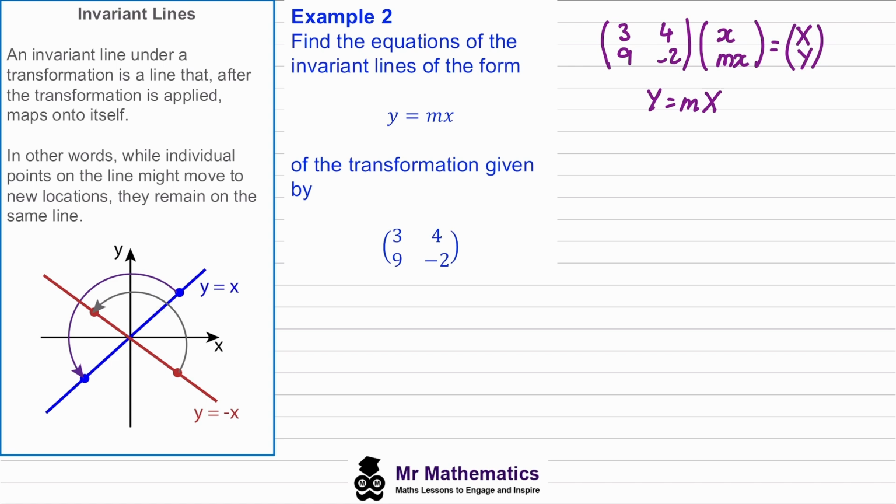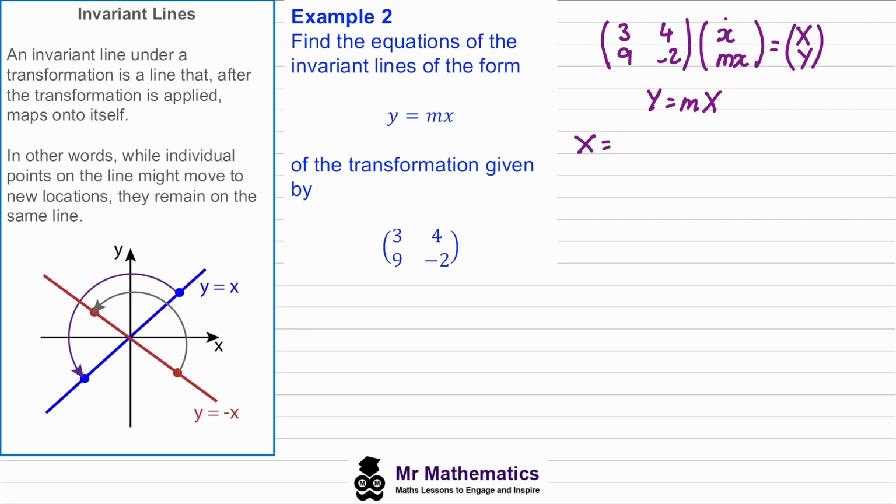What we're going to do is find this big X in terms of little x by multiplying these matrices. We'll do the same for Y in terms of mx. Then we'll substitute each of them into this equation. So we'll find big X.